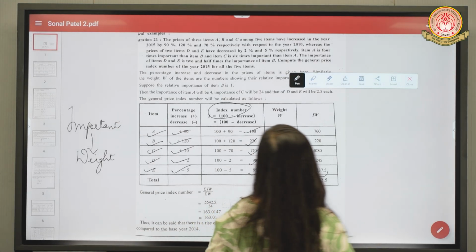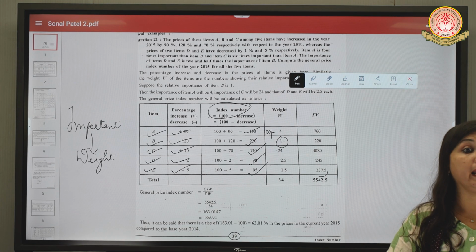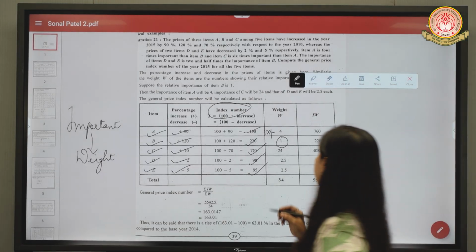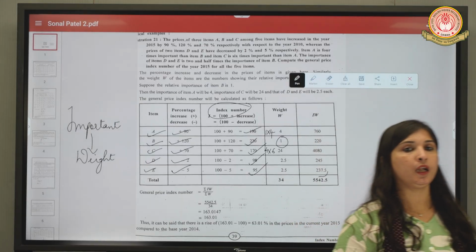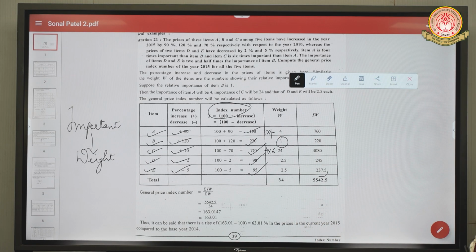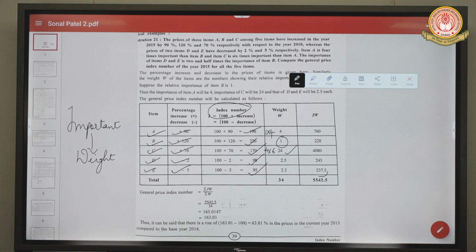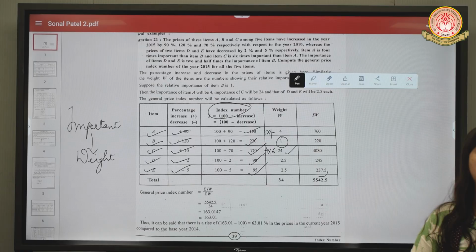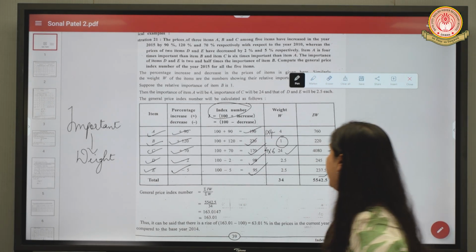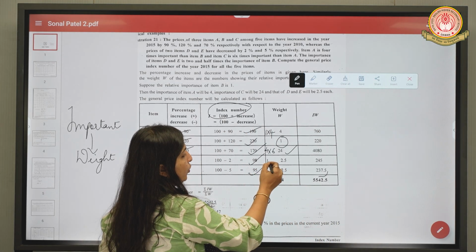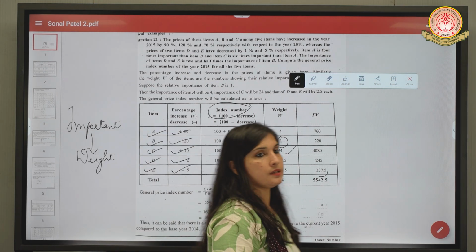Yes, moving further. C is 6 times important than A. What is A? A is 4 and C is 6 times. So 4 into 6 will be 24. Okay, moving further. D and E is 2.5 times important than item B. 2.5 times than B. What is B? B is 1. 2.5 times of B will be 2.5. So this is the weight column.